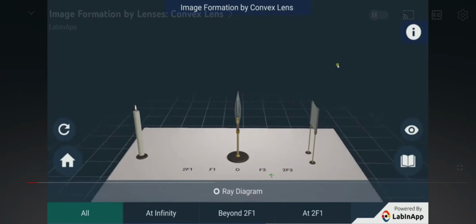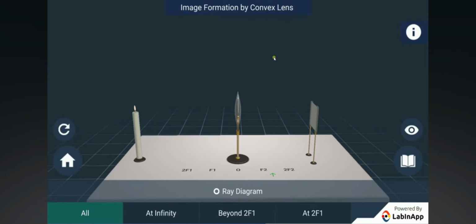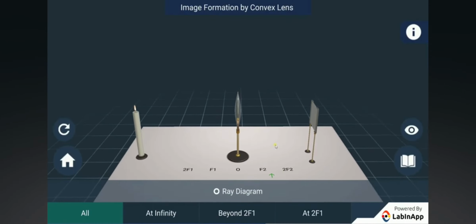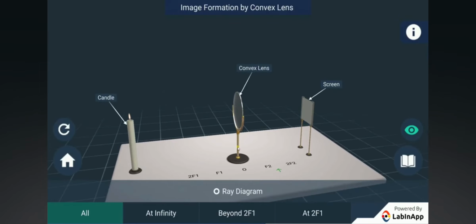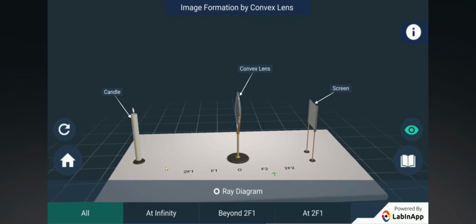Find out the image formation by a convex lens for different positions of the object from it. A convex lens on a stand, a candle with flame, and a paper screen to capture the image are taken on a horizontal surface as shown. Positions of the center of curvature 2F1, 2F2, focal points F1, F2, and pole O are marked from the convex lens.